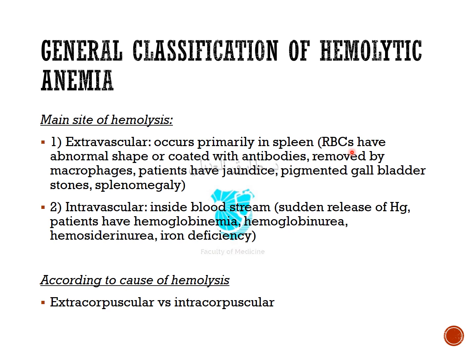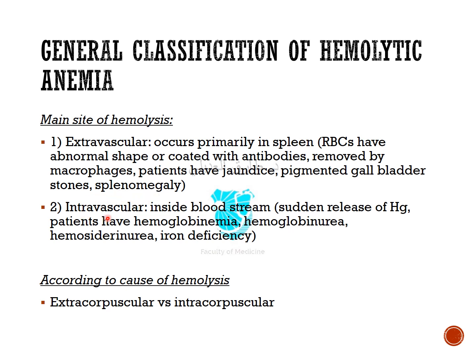This occurs if the RBC has abnormal shape or it is coated with antibodies, and we will talk about them later on. They are removed by the macrophages and the patient thus has jaundice because hemoglobin is metabolized there and turned into bilirubin. So bilirubin will cause jaundice and also pigmented gallbladder stones, and the final symptom is splenomegaly.